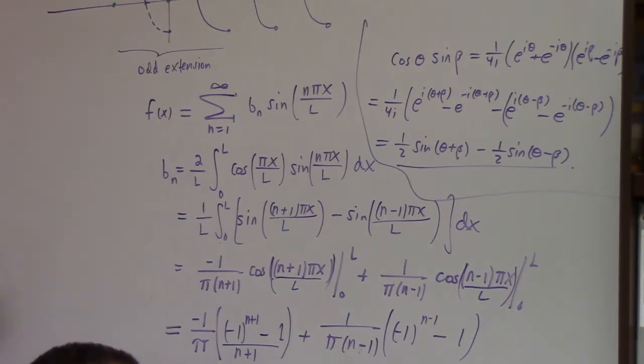So this is 0 for n even, right? Or is it 0 when it's even or odd? Which is it? Even 0, right? Yeah.